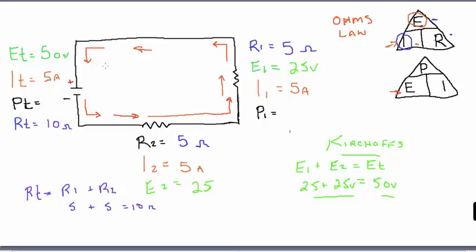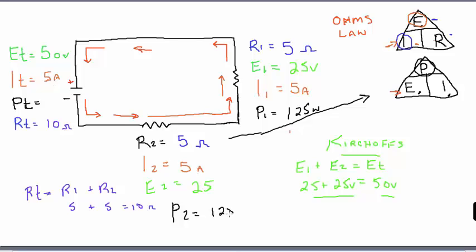So now let's take a look at our power in the circuit here. My power is measured in watts, and if we look at the Ohm's law power triangle over here, my power is equal to my voltage times my amperage. So let's do this one over here. My power is equal to my voltage of 25 volts times my amperage of 5 amps. So 5 times 25 is 125 watts. And over here, my power at resistor 2 is the same thing. That is my voltage times my amperage.